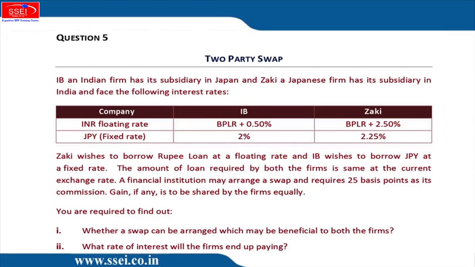So 0.75% each. So the effective cost for IB shall be, what was its underline? Its underline was 2%. So 2% minus 0.75, which is 1.25% gain. And Zaki, what was the underline? BPLR plus 2.5 minus 0.75, so BPLR plus 1.75. BPLR plus 1.75 INR is the cost to Zaki, and for IB the cost is 1.25%. Okay, you may check the answer and please follow the presentation of the institute.